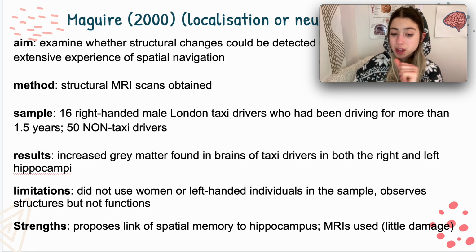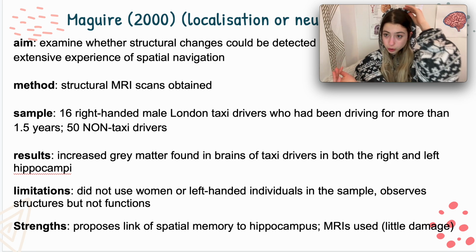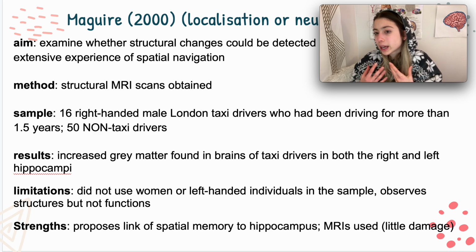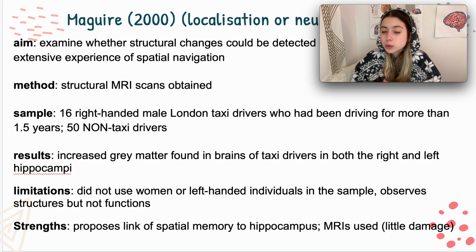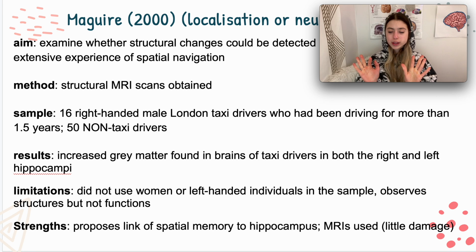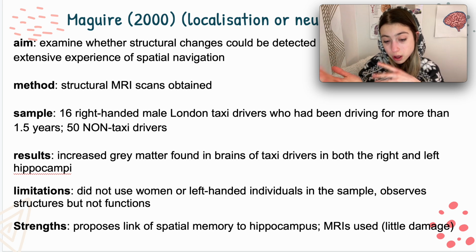But some strengths are that it does propose that link between spatial memory and the hippocampus. So again, that localization of function is proposed here, although it's not an experiment, so they can't prove a causal relationship. It does still provide valuable information that can be used for future research. That's a go-to thing that I say on any ERQ, FRQ. If it is not an experiment, you can always say that it provides some valuable information for future research.